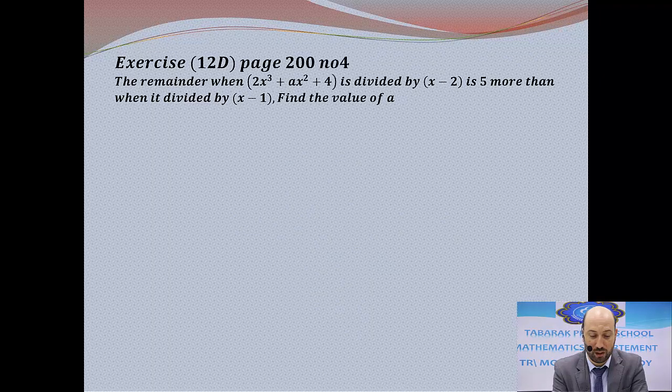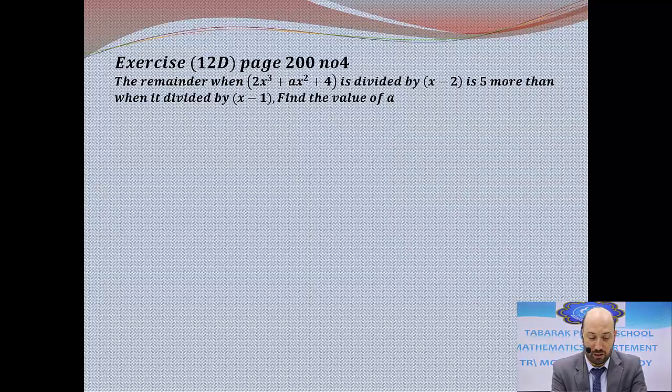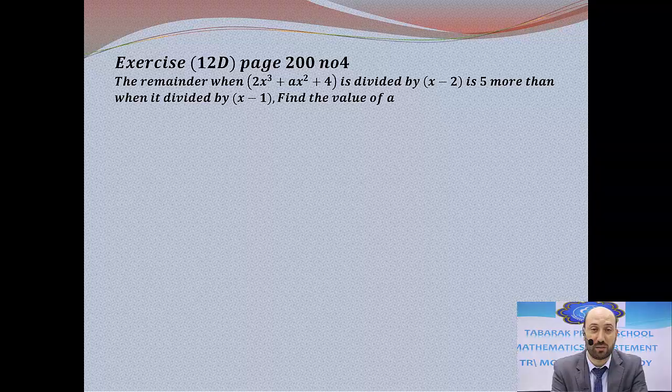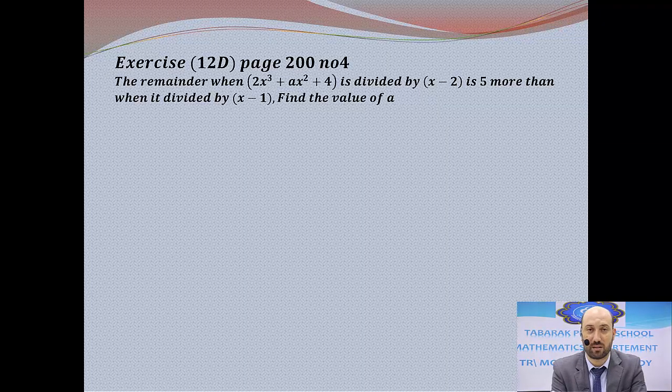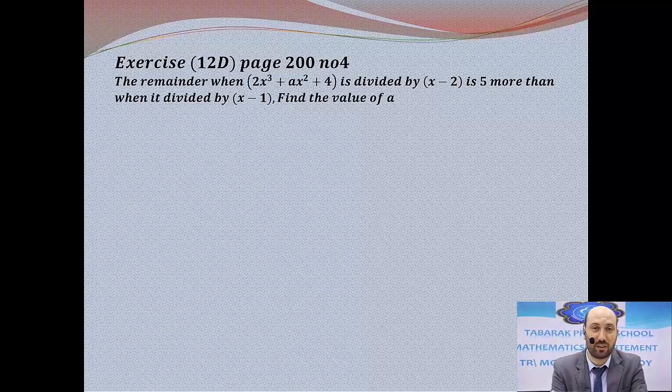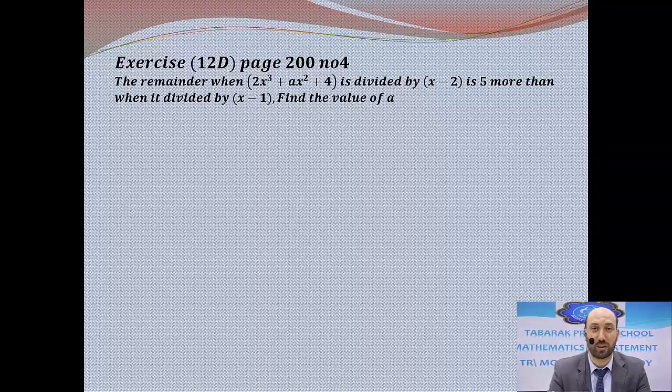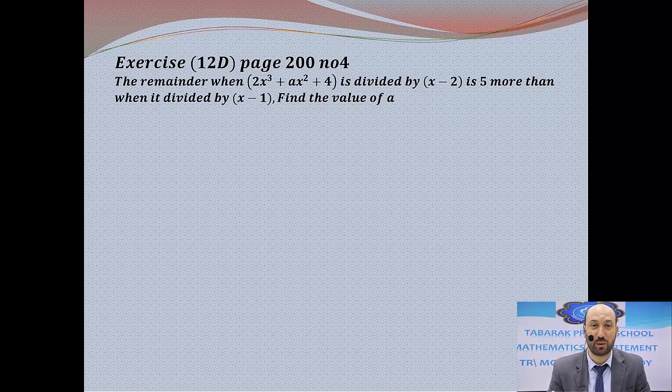And now we have a new exercise, 12D, page 200, number 4, an application of the remainder theorem. The remainder when 2x power 3 plus ax squared plus 4 is divided by x minus 2 is 5 more than when it is divided by x minus 1. Find the value of a. Now to find the value of a, we have a relationship between the two remainders when it is divided by x minus 2 and when it is divided by x minus 1.